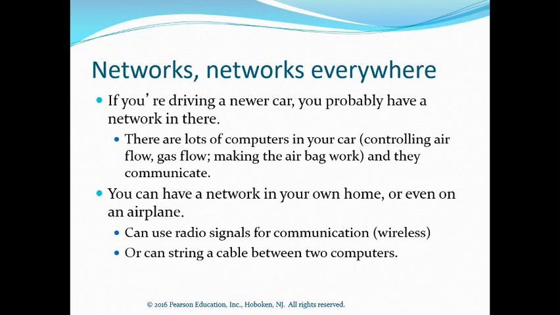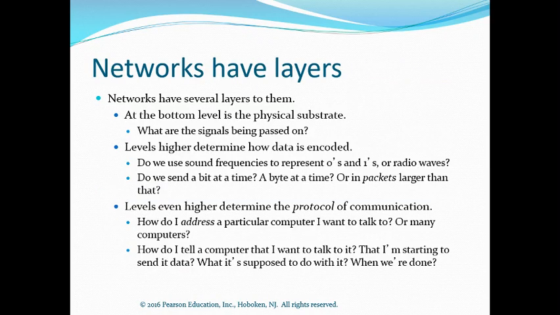Networks are everywhere. If you're driving a newer car, you probably have a network in there. There are a lot of computers in your car controlling airflow, gas flow, and making the airbags work, and they communicate. You can have a network in your own home or even on an airplane. It can use radio signals for communication, that's wireless, or string a cable between two computers, also called being hardwired.